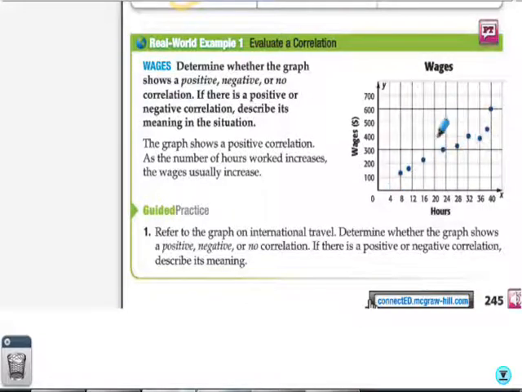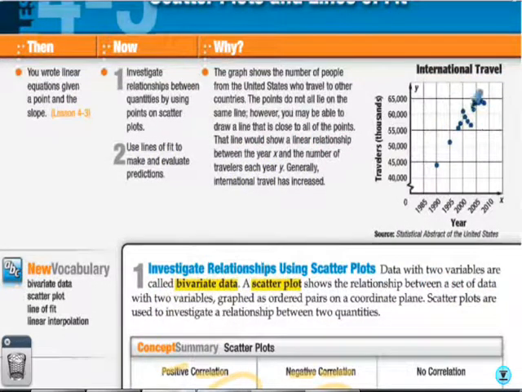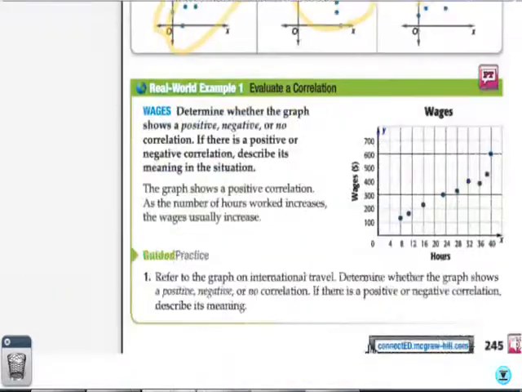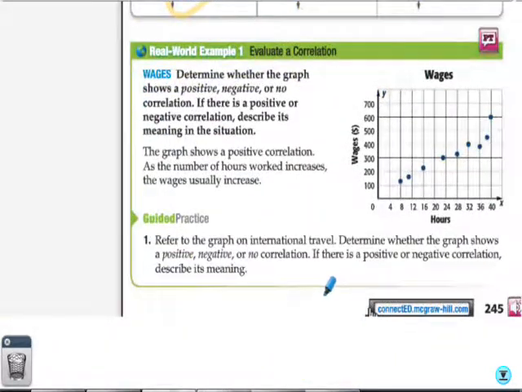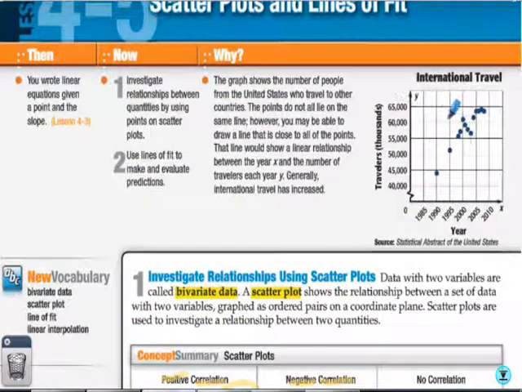It's being able to look at a scatter plot and determine some sort of conclusion based on that. Refer to the graph on international travel, so this graph up here. If we look at that one, positive, negative, or no correlation, and then what does it mean? So let's go back up here and look at that one.